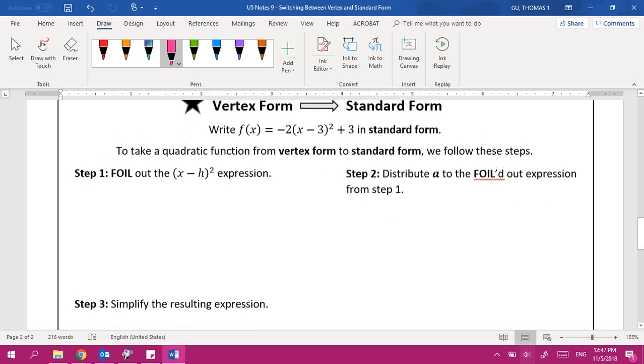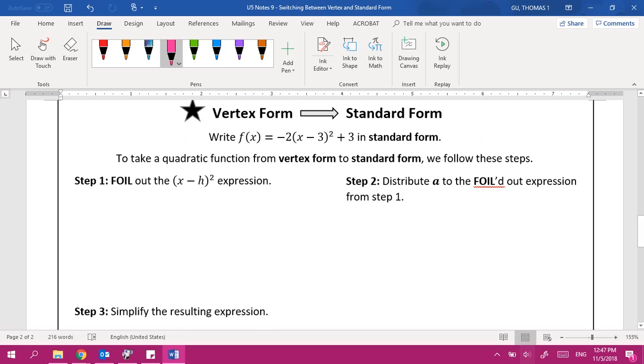Step 1, we're going to FOIL out the x minus h quantity squared expression. You see right there, there's like an x minus 3 in parentheses and then squared, right? Well, that really just tells you there's 2 of those, like this. So this expression, if we expand it, it's going to be negative 2 times x minus 3, and then again times x minus 3. That's what that squared is actually saying, right? So now I'm just writing it out so we can expand it, and then can't forget the plus 3 at the end.